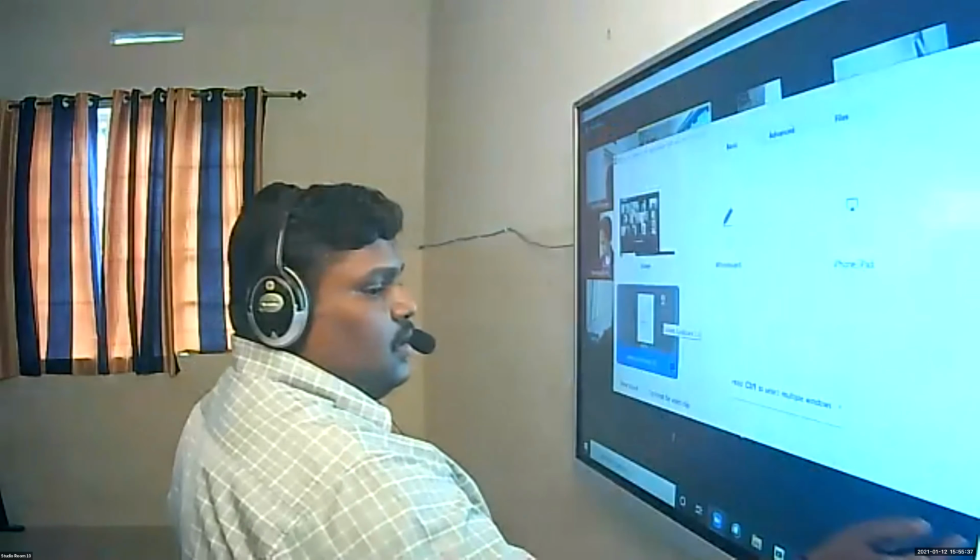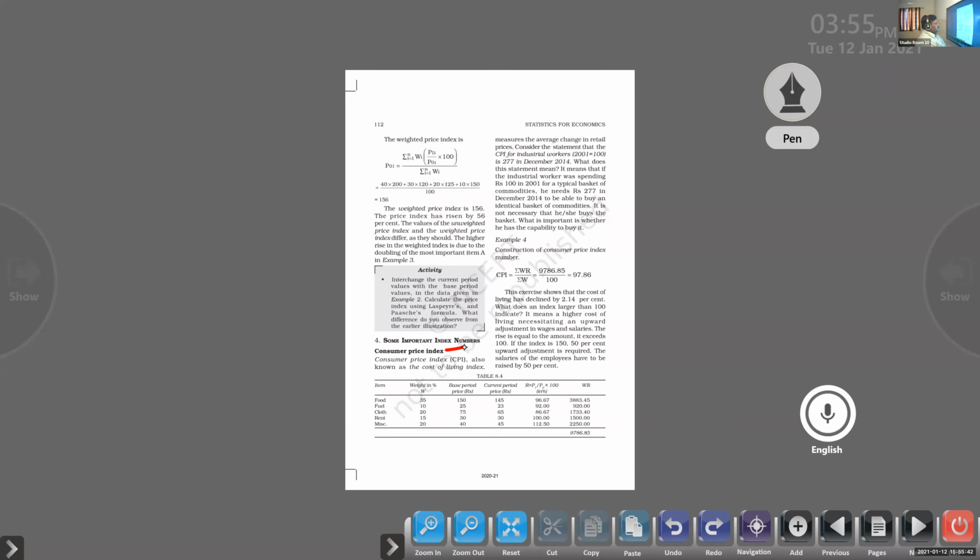So here, come back. The exercise shows that the cost of living has declined by 2.14%. What does an index larger than 100 indicate? It means a higher cost of living, necessitating an upward adjustment in wages and salaries. So the income of the employees has not increased, but the money he is spending has increased. So definitely the government wants to increase the salaries. The rise is equal to the amount by which it exceeds 100. If the index is 150, a 50% upward adjustment is required. Clear or not? So from 100 to 150, a 50% adjustment is necessary. The salaries of the employees have to be raised by 50%.